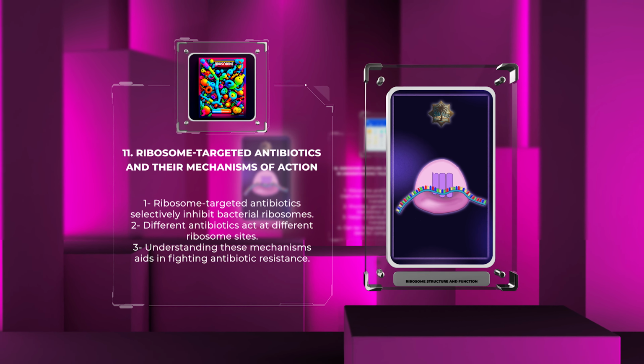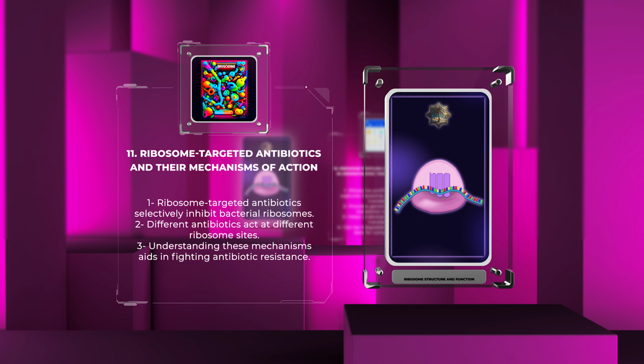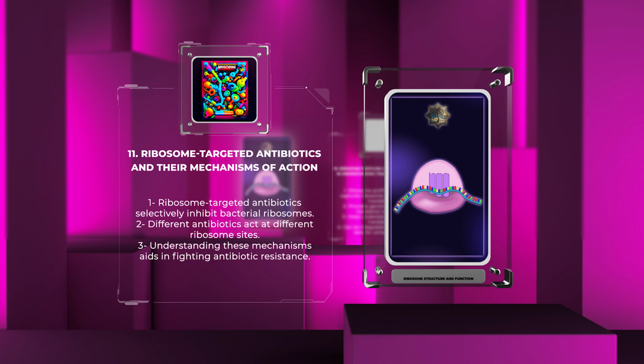Different antibiotics act at different ribosome sites, blocking elongation, macrolides, distorting decoding, aminoglycosides, or inhibiting peptidyltransferase activity, tetracyclines, chloramphenicol. Understanding these mechanisms aids in fighting antibiotic resistance.